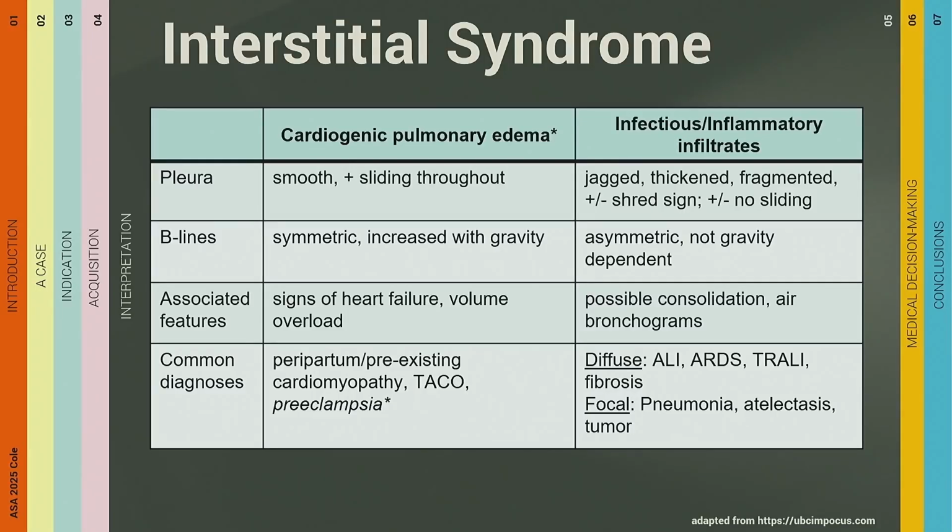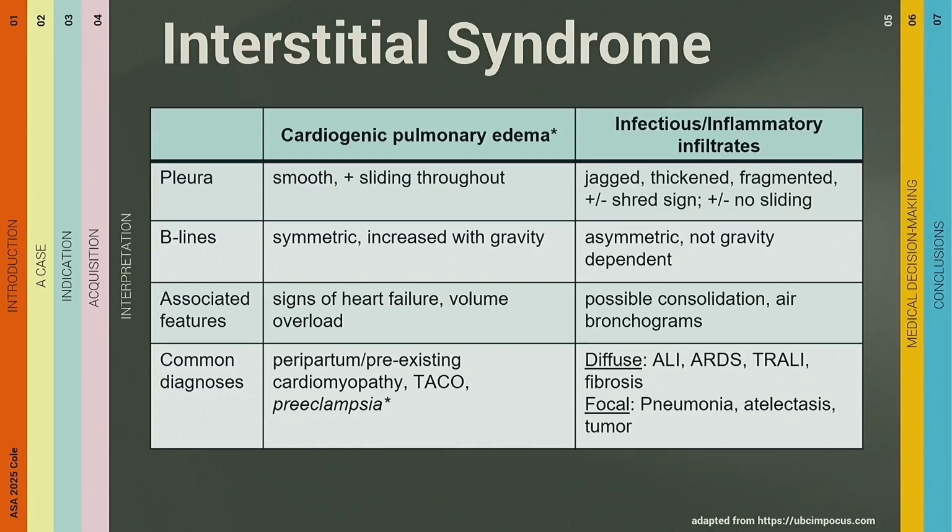Common diagnoses with pulmonary edema, certainly cardiomyopathy. If they've had a transfusion, you could diagnose TACO. And with a pin in it, I'll say preeclampsia as well. Infectious or inflammatory conditions, if that's a diffuse situation, you're going to see acute lung injury potentially, or ARDS, fibrosis, and so on. But if it's focal, think of pneumonia, atelectasis, tumor, and so on.